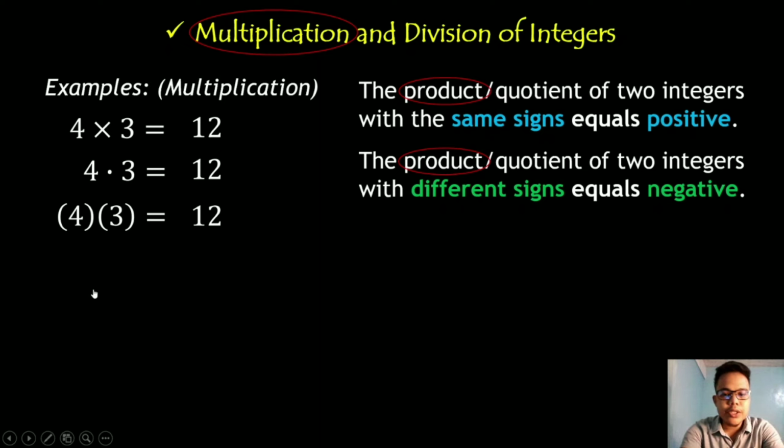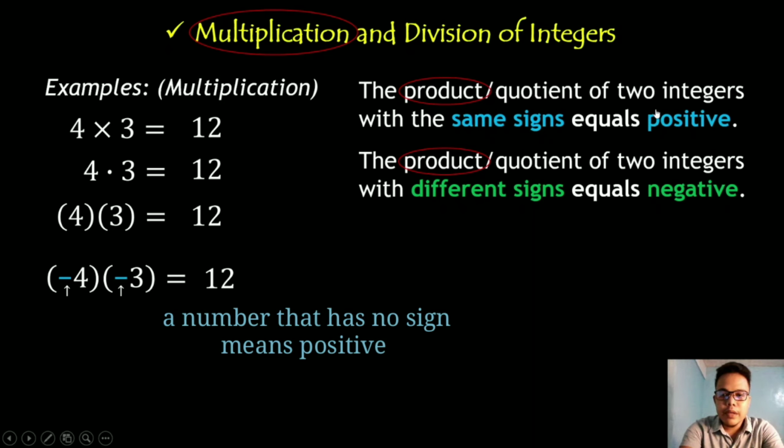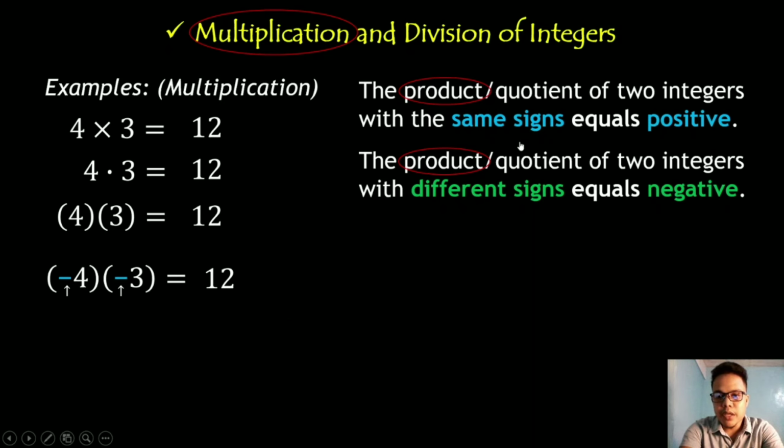Paano kung yung given integers naman natin this time are negative 4 and negative 3? Ang product na ma-obtain po natin is still positive since yung signs are the same, which are both negative. Kaya ang na-obtain natin na product is positive, which is positive 12. Just bear in mind that multiplying two integers with the same signs equals positive. In other words, positive times positive equals positive, and negative times negative is also equal to a positive integer.